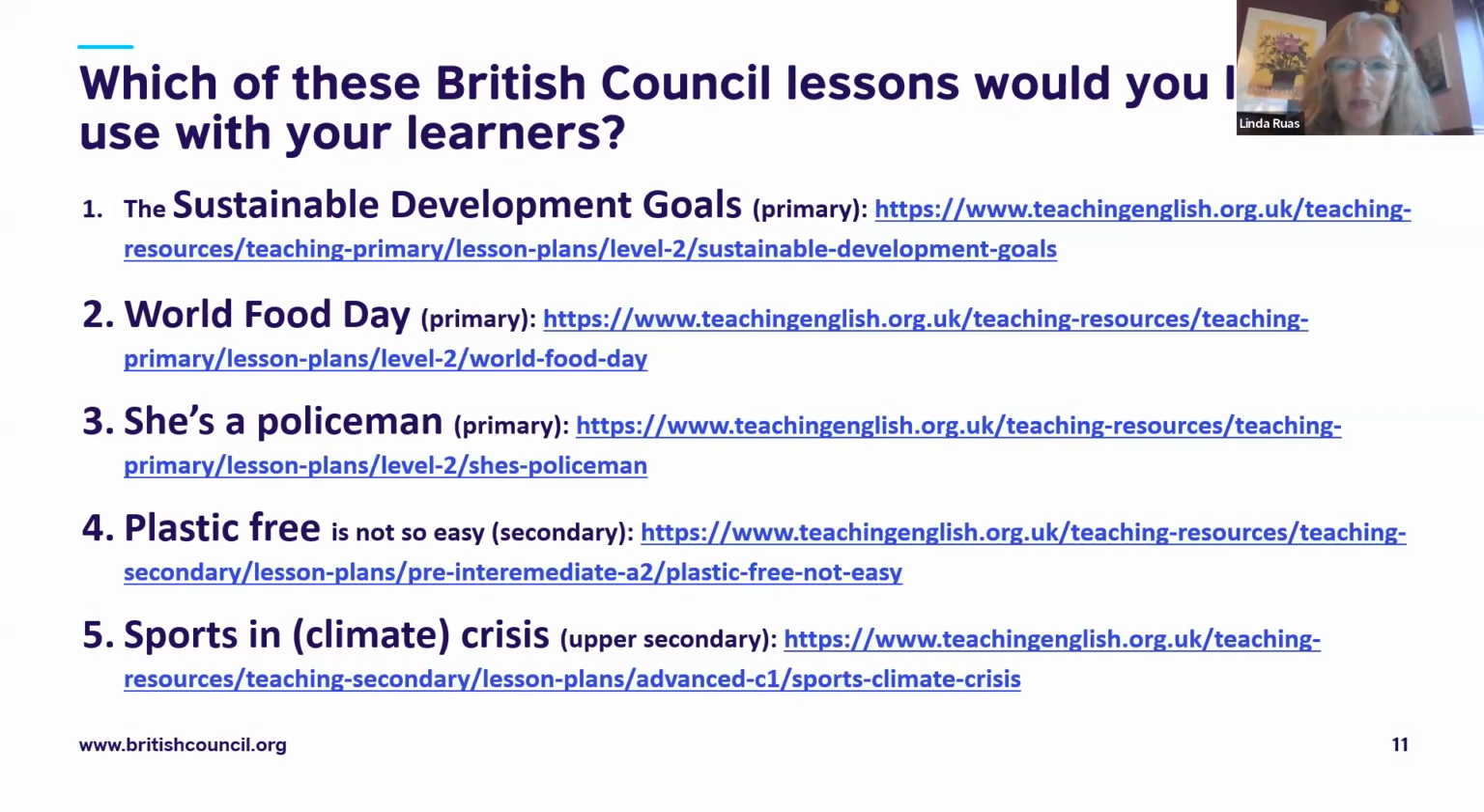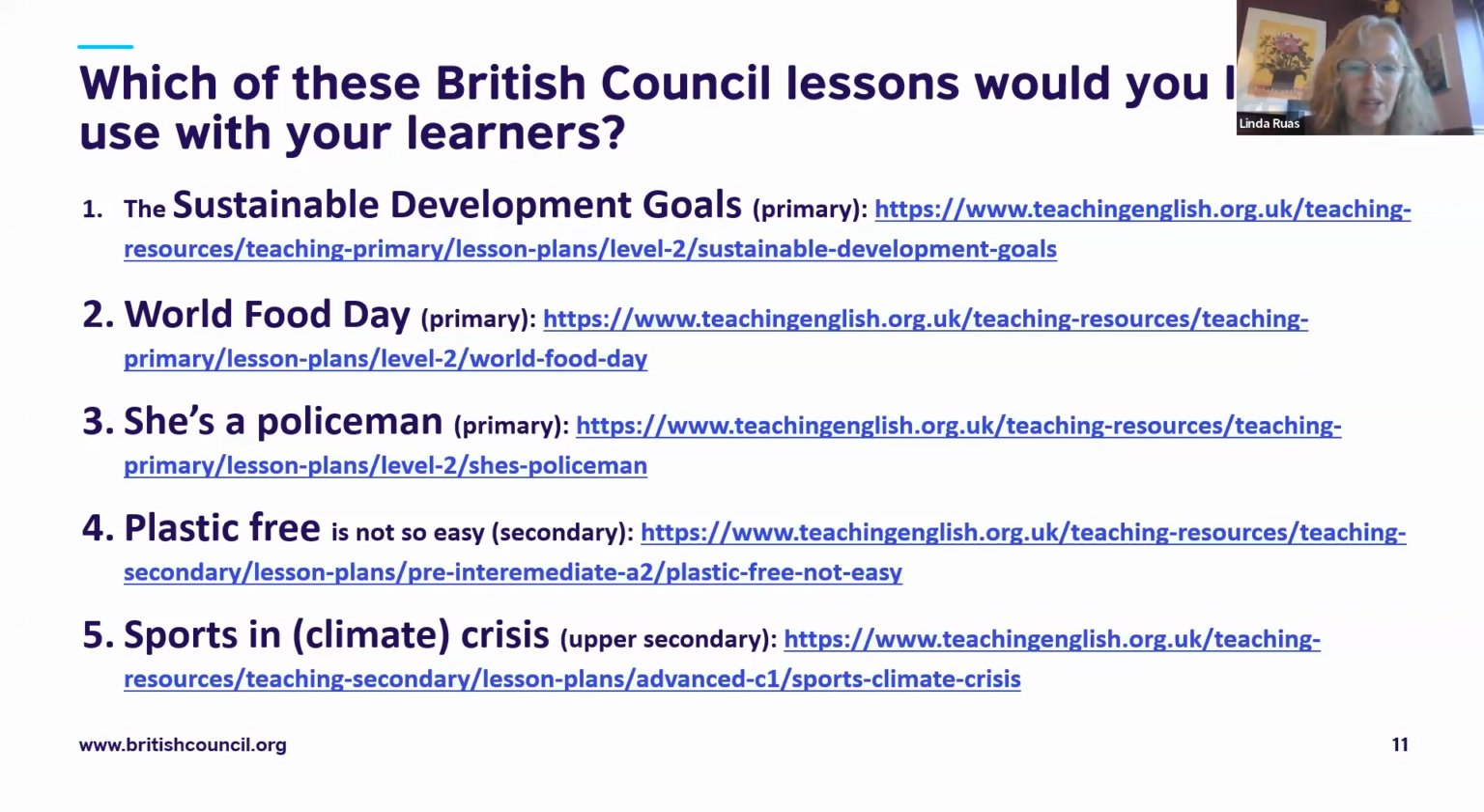I think there's probably something there for everyone, for every class. Number 1 is introducing the Sustainable Development Goals for primary. Really nice lesson. Number 2, World Food Day. Everybody likes and is interested in food, but especially around the world. Number 3 is nice, and this is She's a Policeman. So a man, but she. So this is obviously about gender equality and the fact that women can do all jobs.